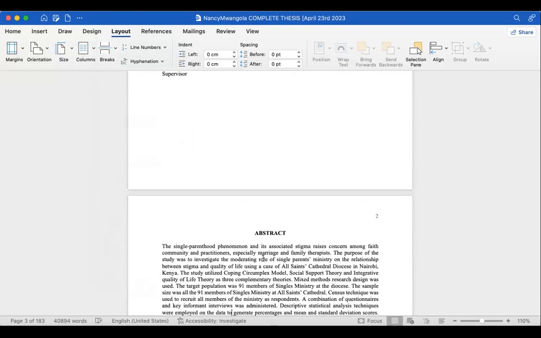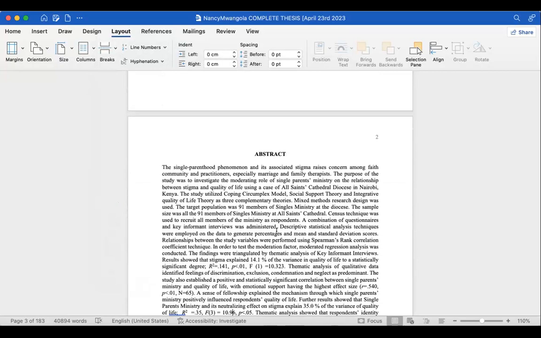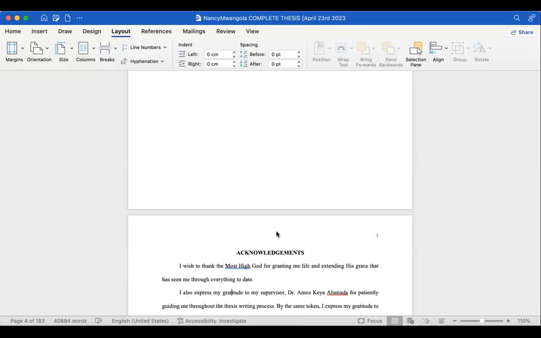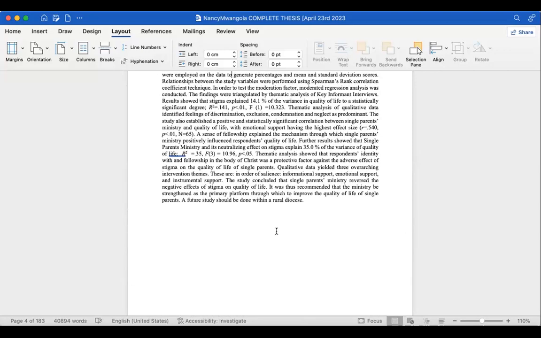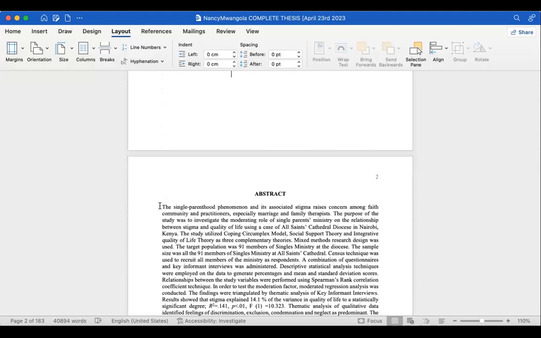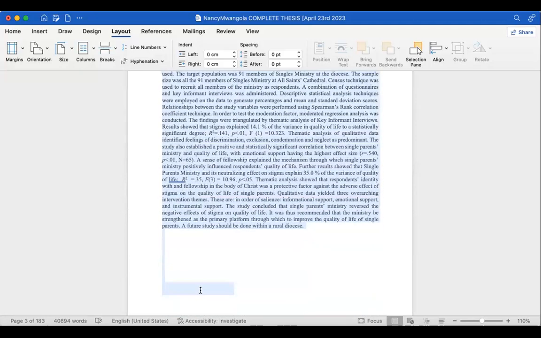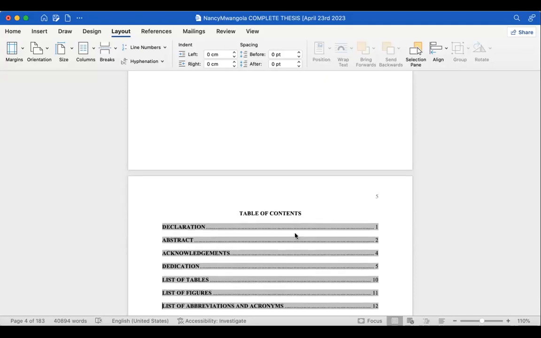You come to abstract here, level 1 header. Abstract, as I said, is never double spaced. Don't indent the abstract. Abstract is the only part of your entire work that is single spaced. There are no paragraphs in the abstract. Just write it the way it is, single space, no paragraphs, all through, and ensure that it is the number of words that you've been asked. So acknowledgement, dedication, and all.